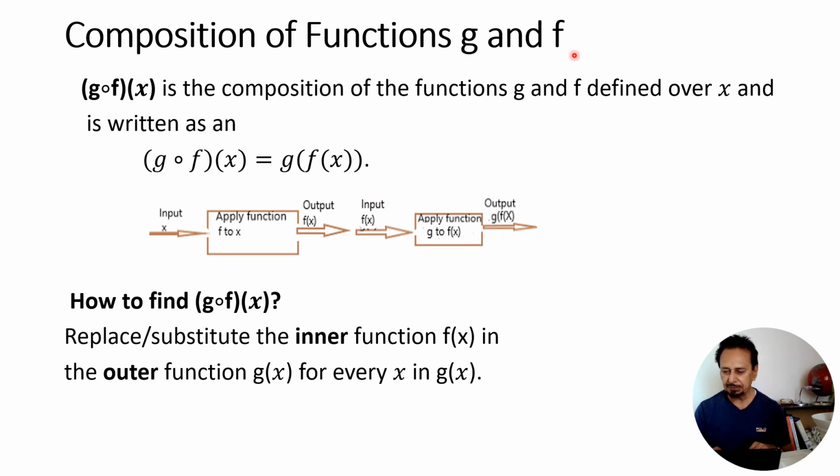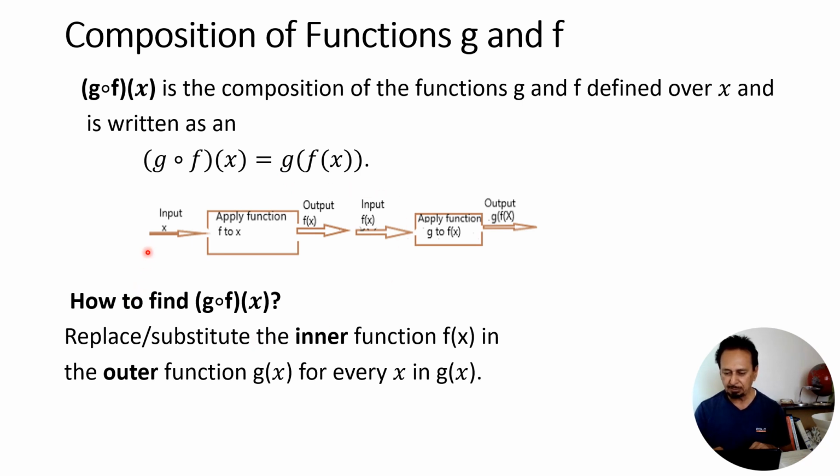Composition of functions g and f. g circle f over x is the composition of functions g and f defined over x and is written as g circle f of x equals g of f of x.